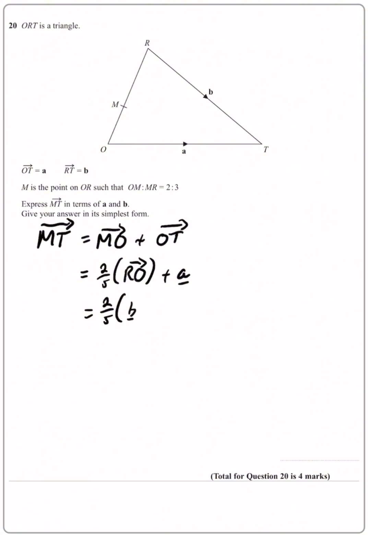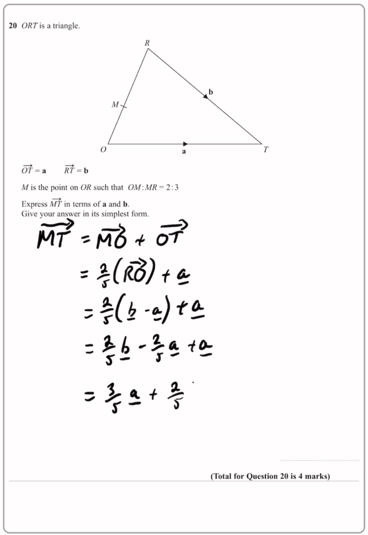Now RO, we could imagine going from R to T and then T to O, so it's going to be b subtract a. So 2/5 of RO is going to be 2/5 of b subtract a. Add the little a, and then expand out the 2/5 of b minus a to get 2/5 b minus 2/5 a plus little a. Group together the a's, we're going to get 3/5 of little a plus 2/5 of little b.